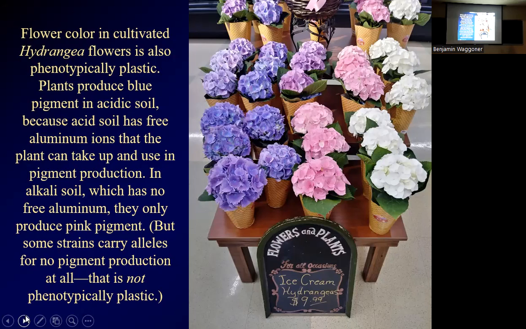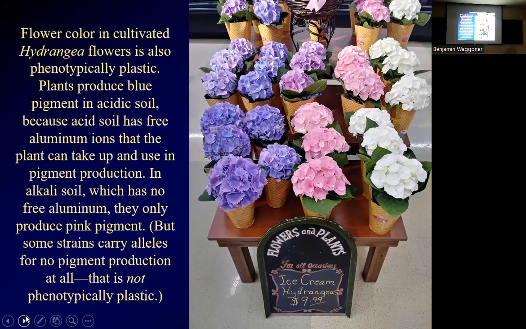Anyway, this is another great example of phenotypic plasticity, and it's one you can see around town or even in garden stores in the spring. Hydrangeas produce blue pigment if the soil is a little bit acidic, because acid soil has free aluminum ions, and the plant can take those up, and they're used somehow in the production of pigments. I assume as an enzyme cofactor. I don't really know how.